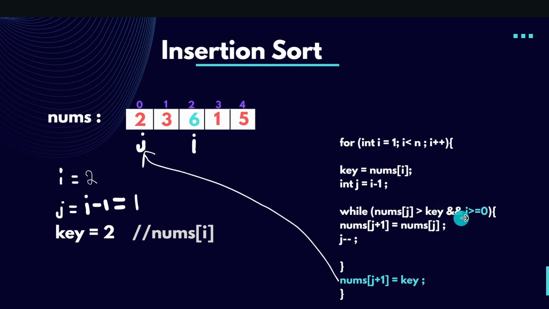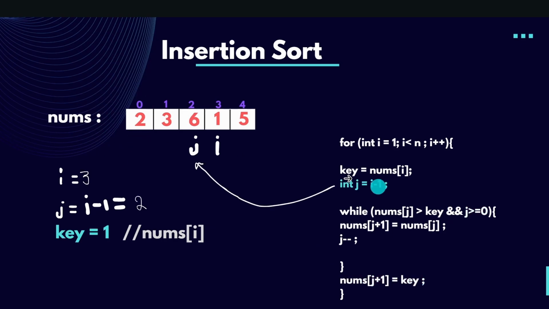The while loop works only when j is greater than or equal to 0. So j will not go here, and then you can simply assign the key: nums of j plus 1 is equal to key. As you are storing this key here, simply place this key inside j plus 1. As you are moving j here, simply place j here.